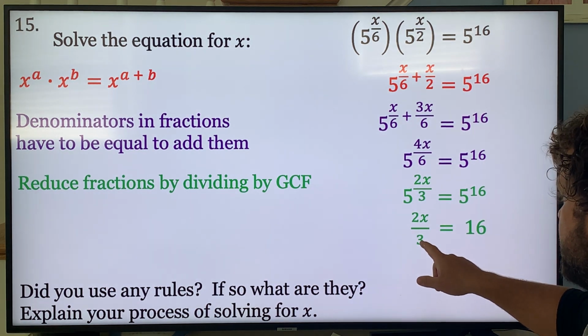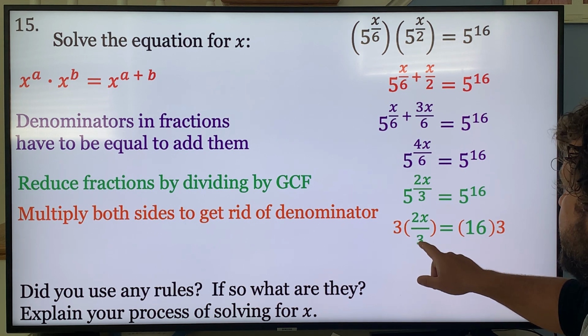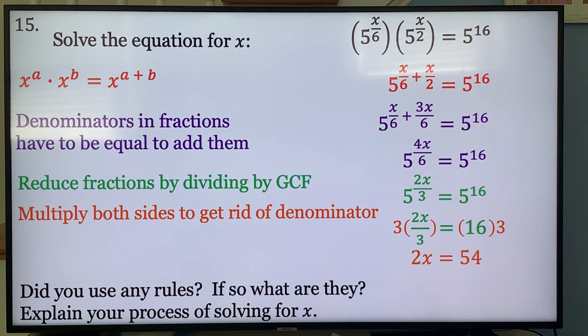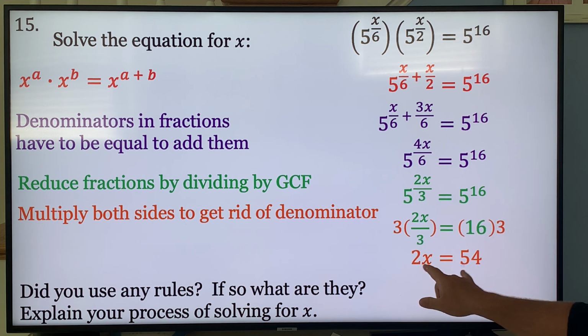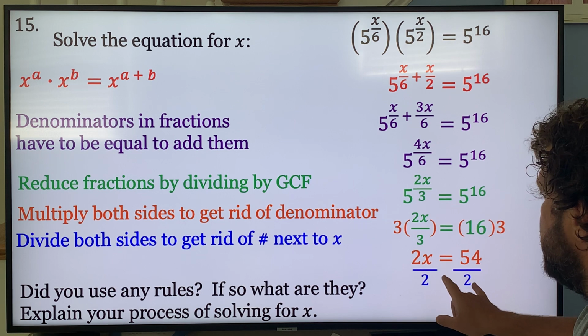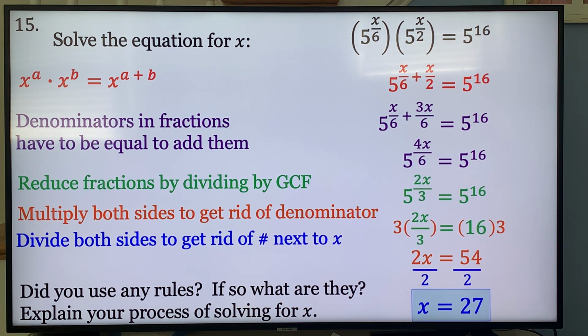And now you're going to solve using rules. What do you do to both sides? Multiply by 3, right? Multiply both sides by the denominator. 3 divided by 3 cancels out, leaving a 2x. 18 times 3 is 54. Divide both sides by the number that's next to x. Divide by 2, divide by 2. Cancels out. X equals 54 divided by 2. X equals 27. All right? So it's really just a simple algebraic equation.